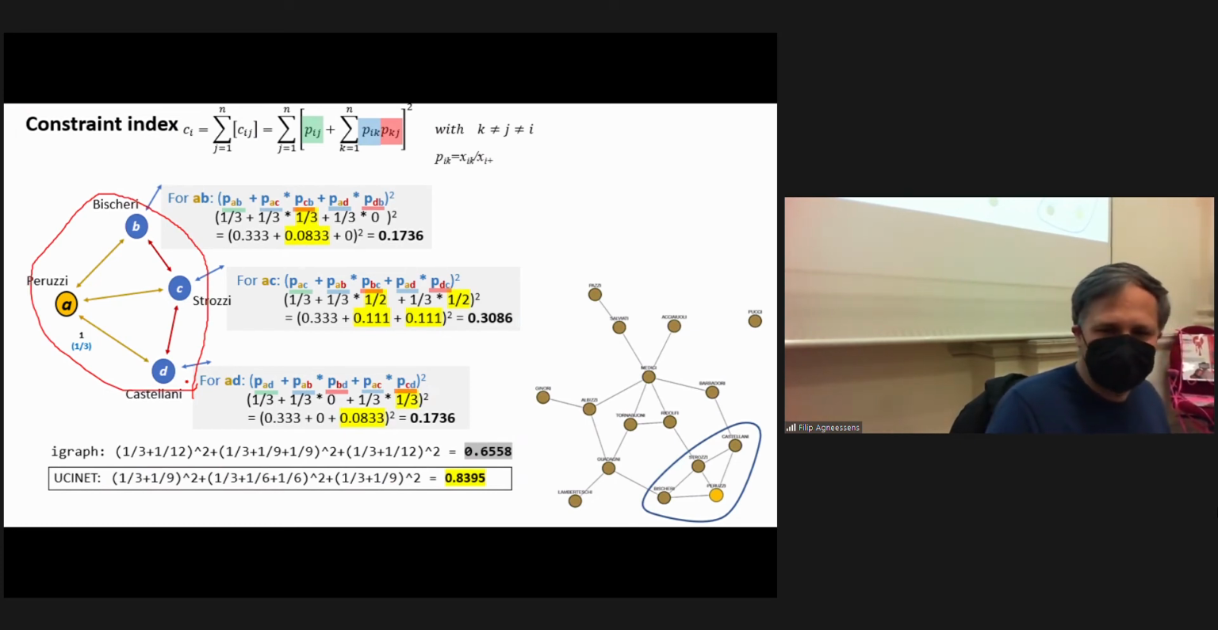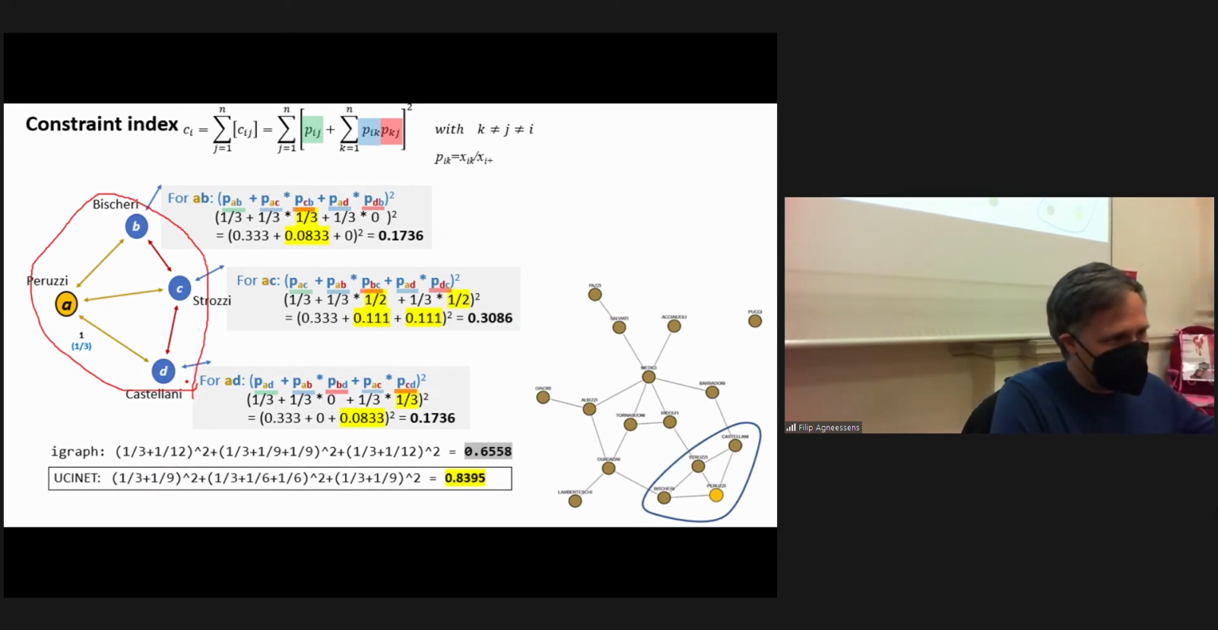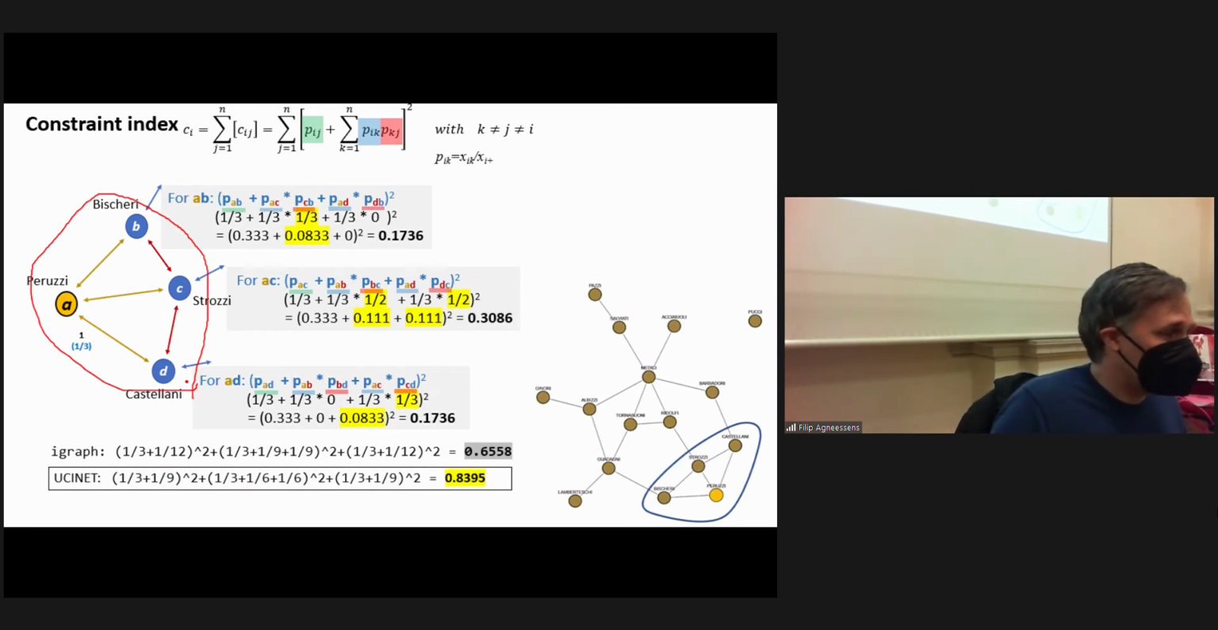Okay. Oh, sorry. iGraph is a package in R. So it's the SNA package and you have the iGraph package. SNA does not have a constraint index. So the package we used before does not have a constraint index. iGraph does.